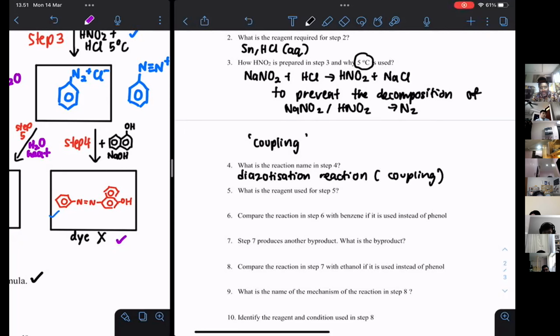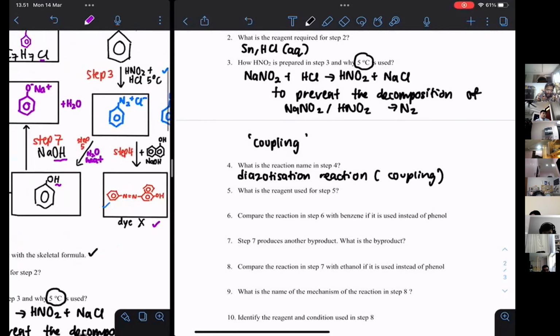And then what is the reagent used for step number 5? Let's look at step number 5. Just now it has already been answered. Yeah, so it's H2O and heat.